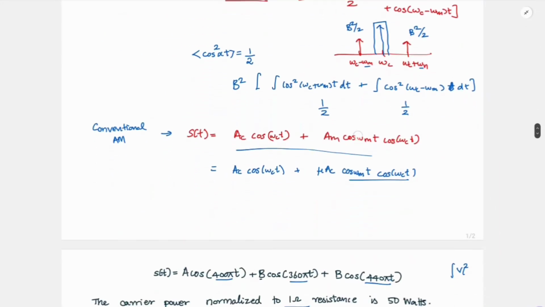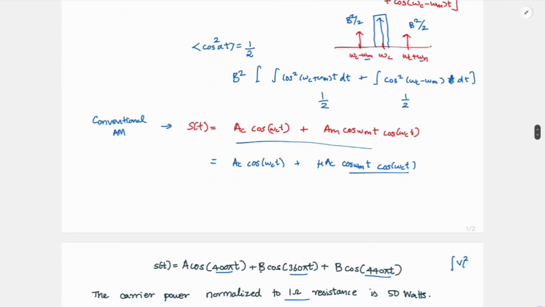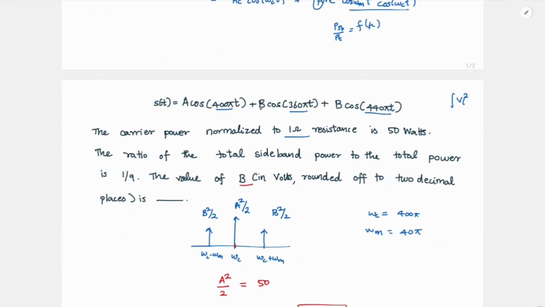If you try to go back and find your mu, and then memorize your formula for the sideband to total power in terms of mu, and then substitute it, these are all not required. Just plain basics. You read the question, interpret what is given, and map it to what you already know to get the answer. As simple as that.